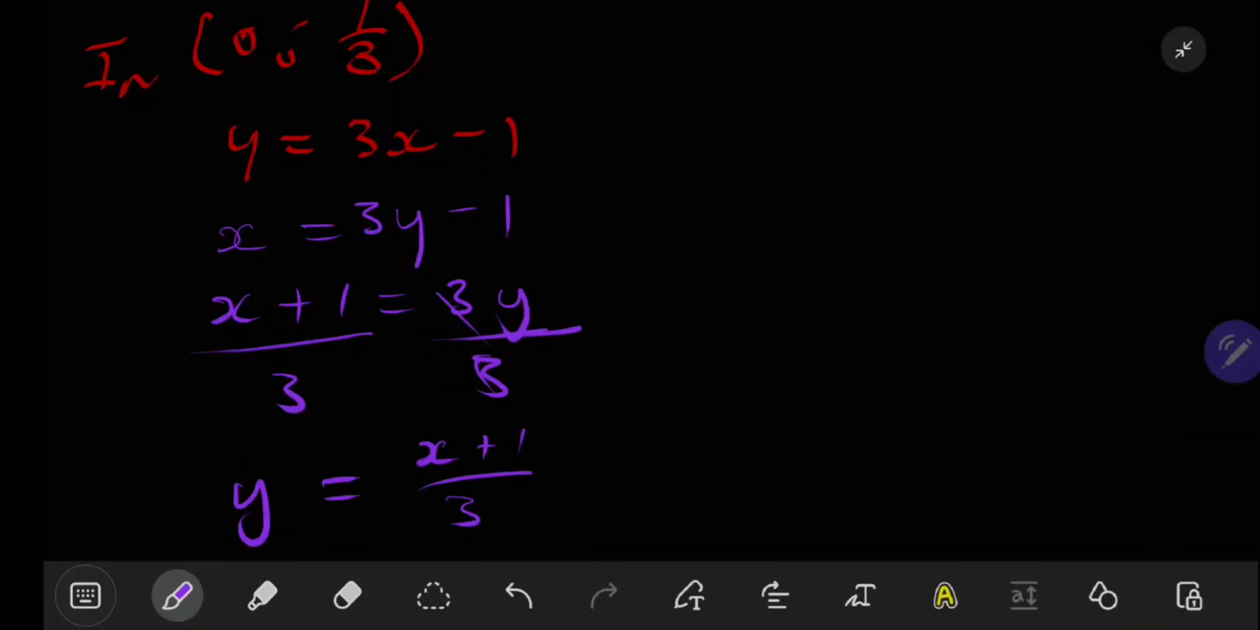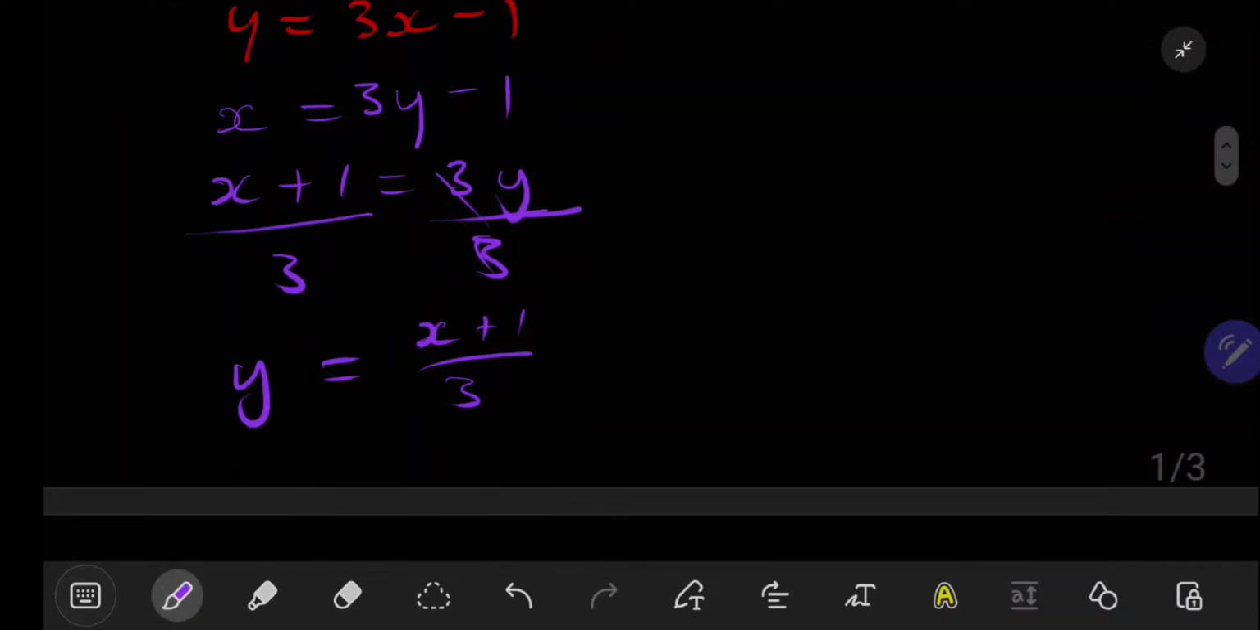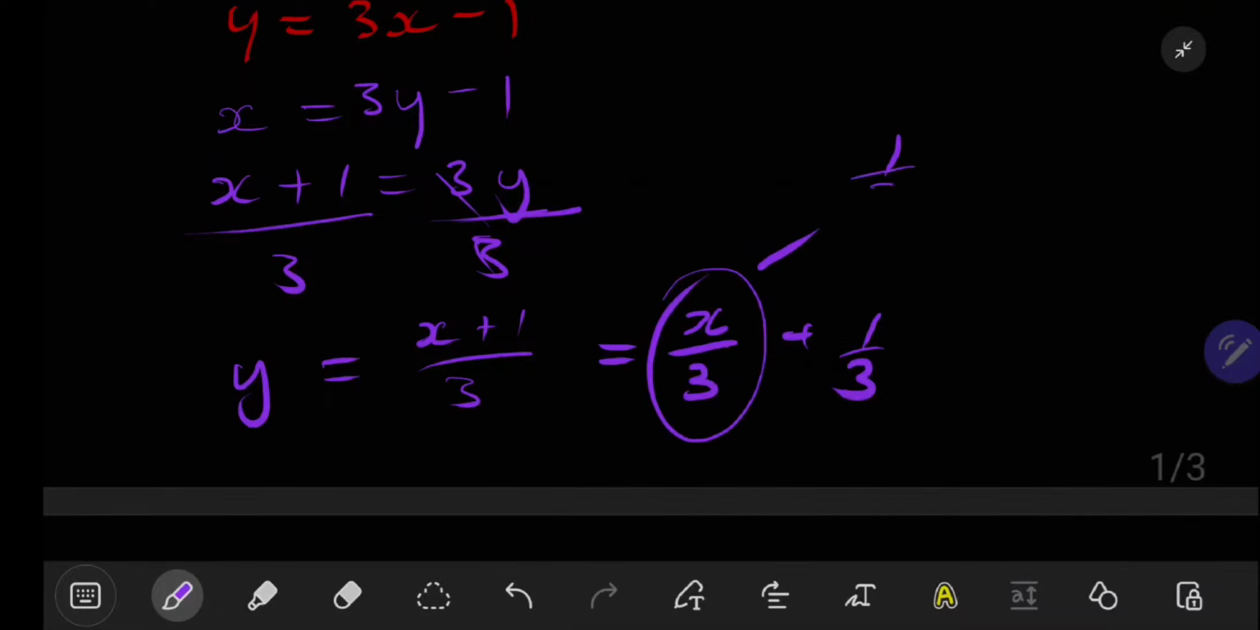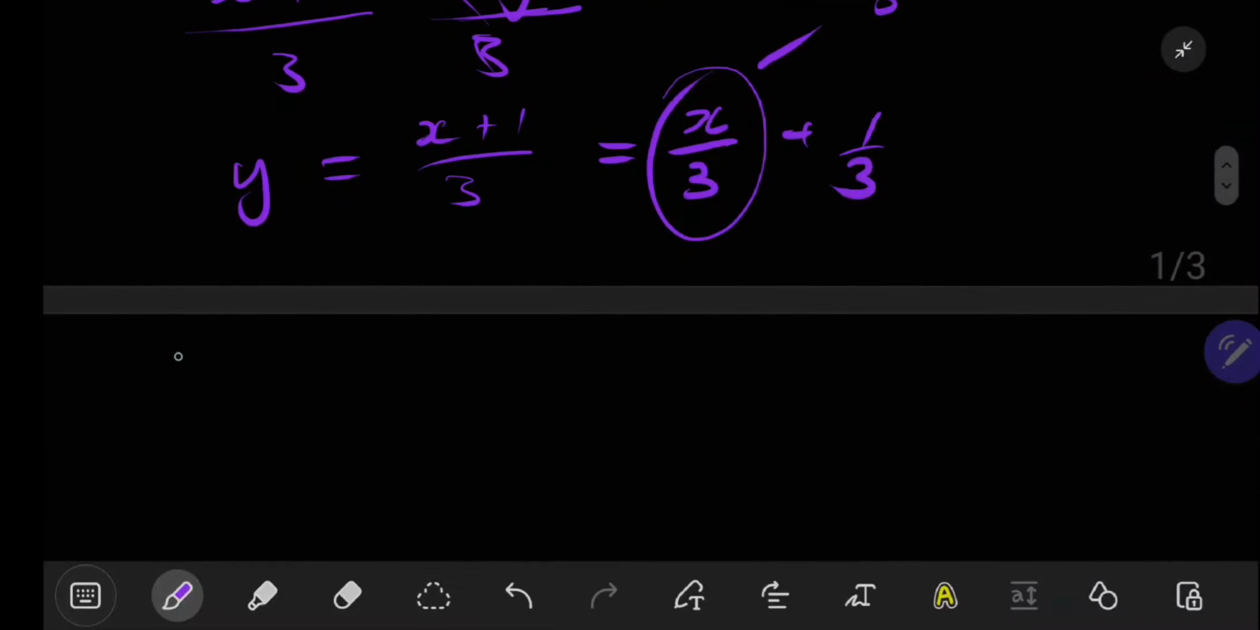3 is our common denominator here, so it's the same as x over 3 plus 1 over 3. This can be written as 1 over 3 x. So now the equation for our inverse function is y equals 1 over 3 x plus a third.